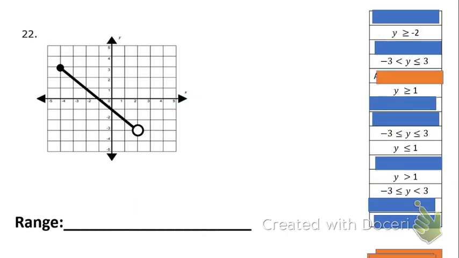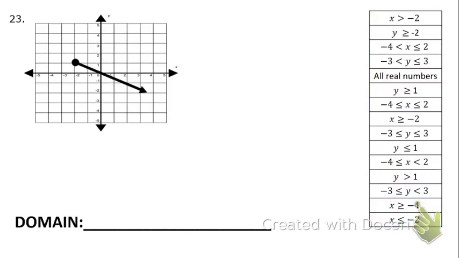All right, number 23. This one's different. I need you to notice that this has a beginning. I need you to notice this arrow. It has an arrow, which means it's going to keep going. All right, so now that we know that information, we're looking for x.